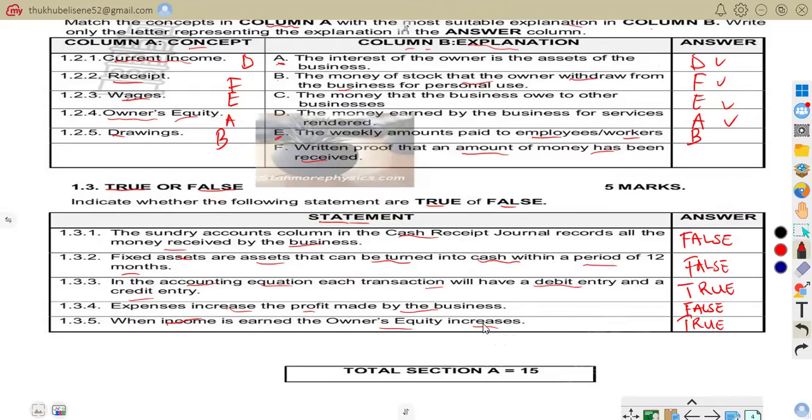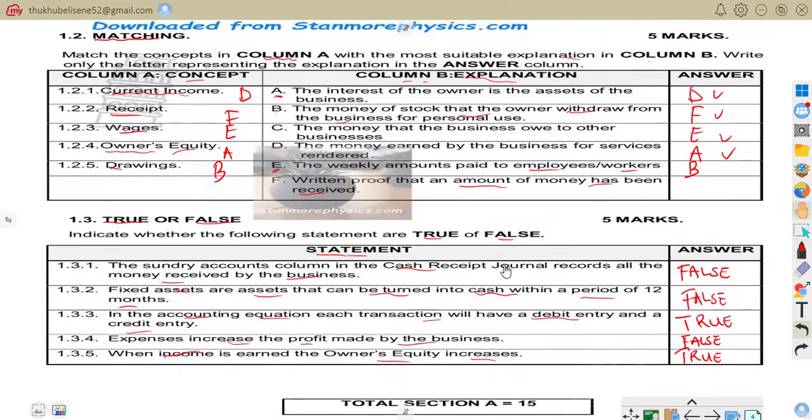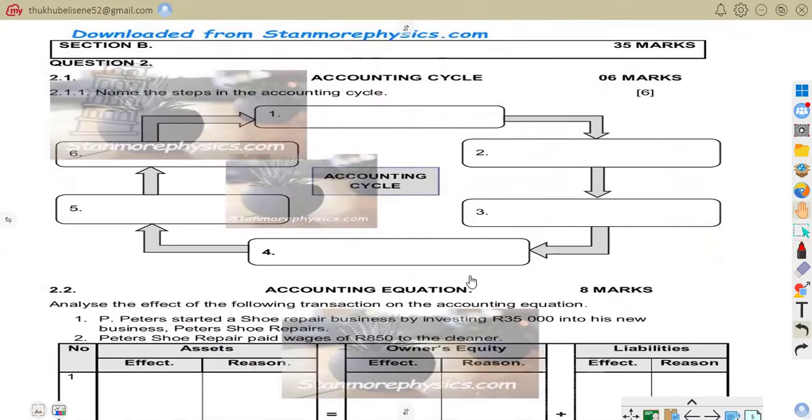So a business earns 5,000 from sales, which increases the owner's equity, for example. So that is what we're saying is true. This is all about section A. Now we have to move on to section B, question 2.